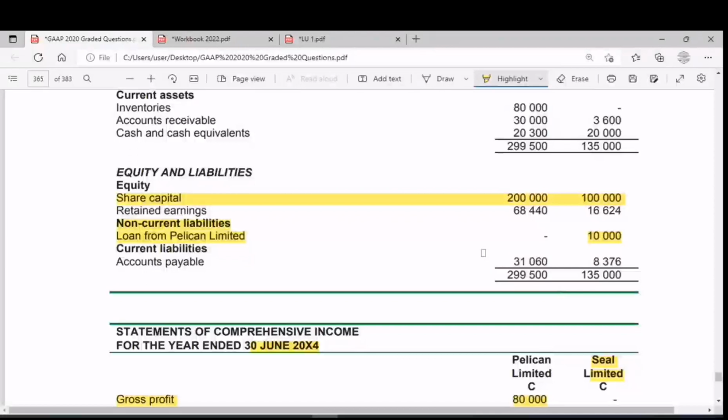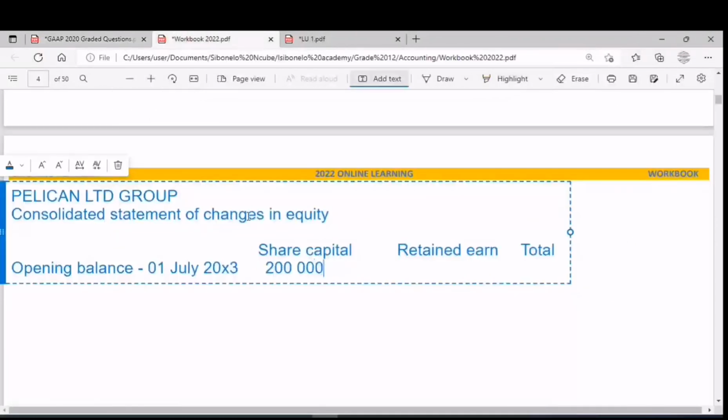When doing changes in equity, you do not say parent plus subsidiary. In the statement of changes you only focus on the parent's balances, because we have eliminated the subsidiary's equity. The closing balance is the same as the opening, because nothing tells us that shares were sold during the year. We are assuming there were no changes in capital structure. If there were no new shares issued by the parent, the opening balance equals the closing balance, so 200,000 is both opening and closing.